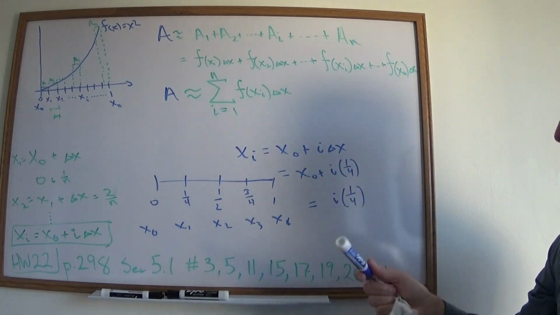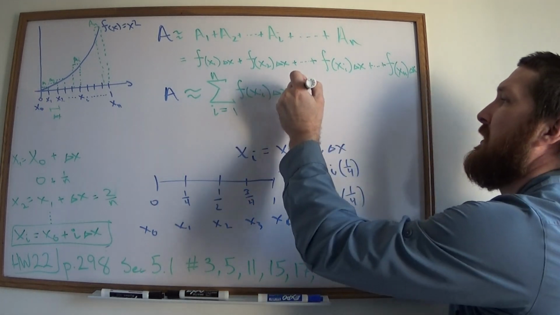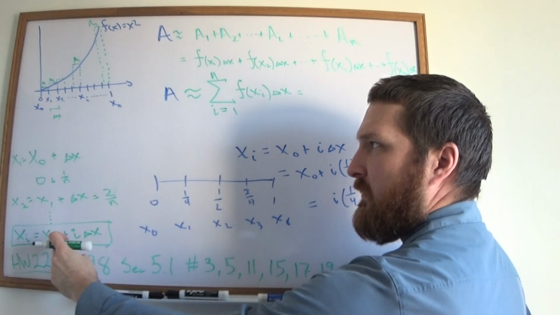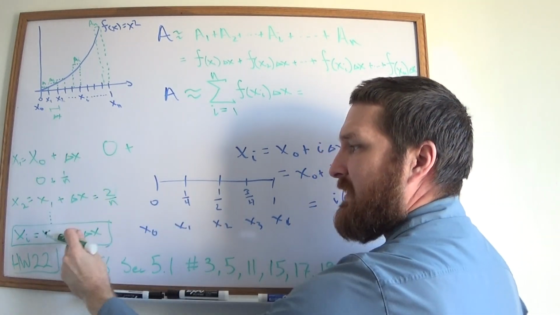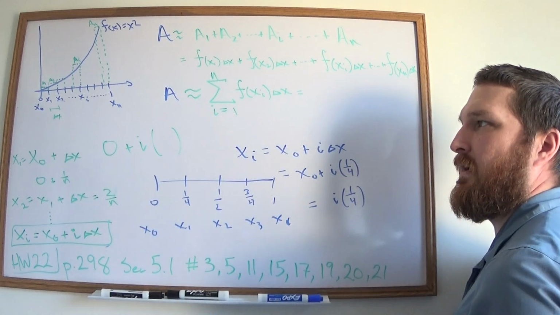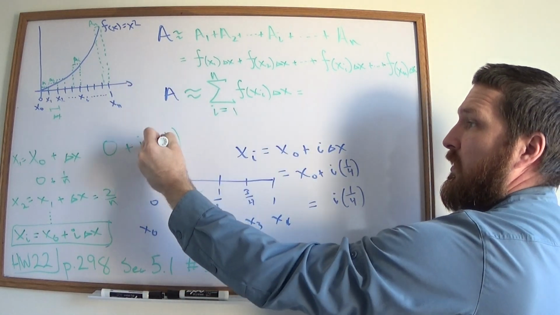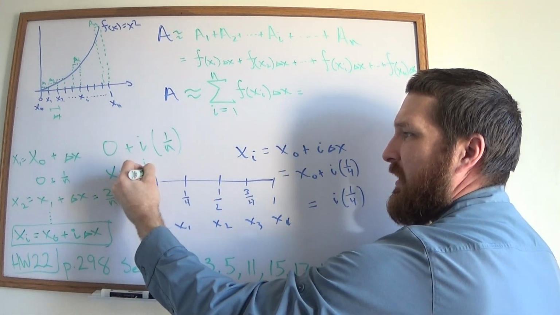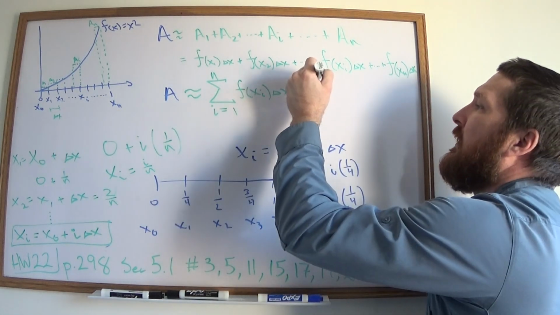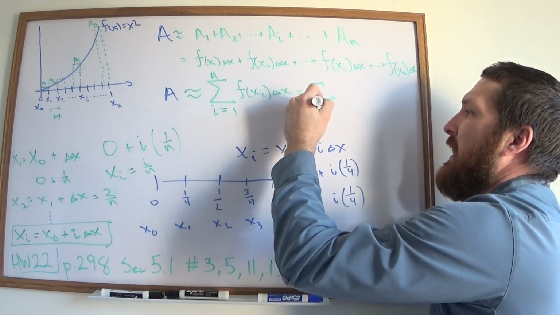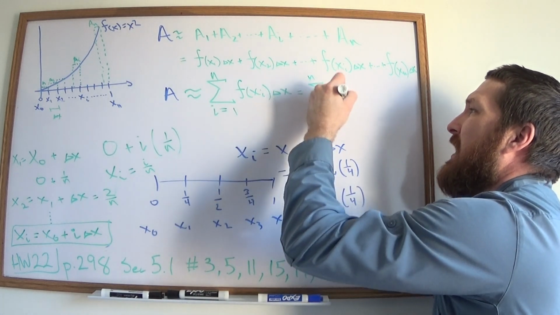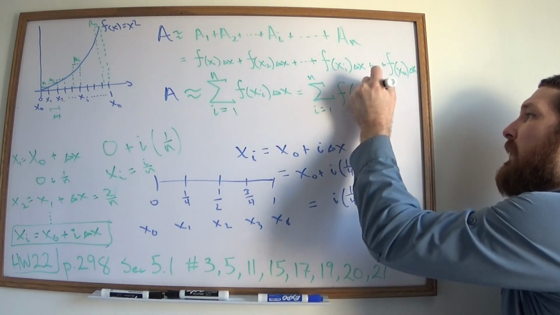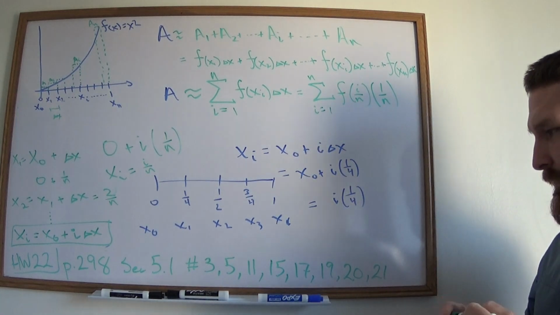So f of xi, in this case, what was x0? 0. 0 plus i times, what was delta x in this case? 1 over n. So my xi should be 0 plus, how about just write it as i over n. So I take the sum as i goes from 1 up to n of f of i over n times delta x. What was delta x? 1 over n.